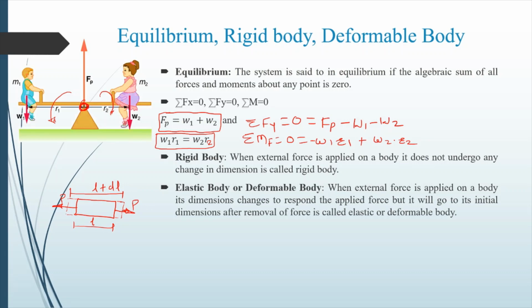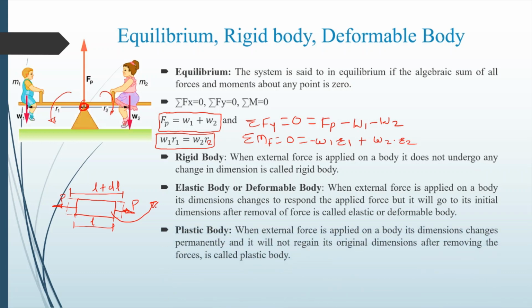So when you remove this force P, the body will go back to its initial dimensions, that is, its length will become L, which is the original length. Such a body is called an elastic body. The next definition is the plastic body. A plastic body is the opposite of an elastic body.